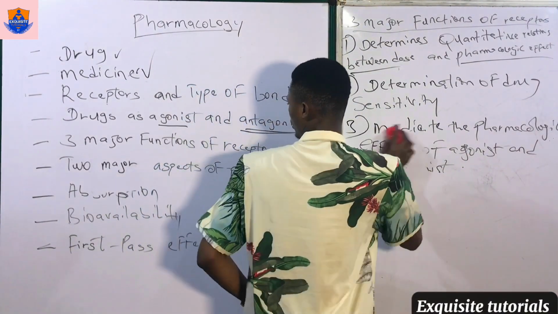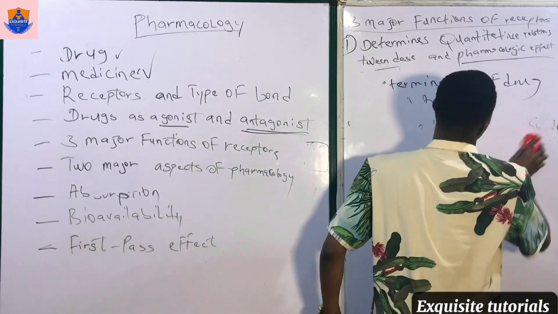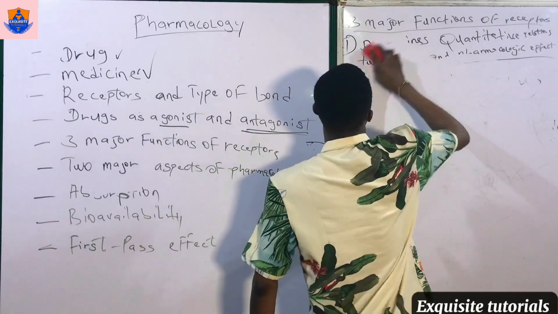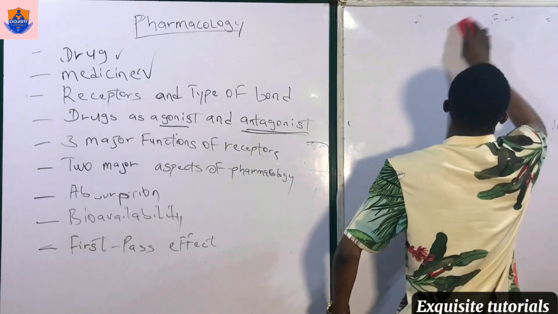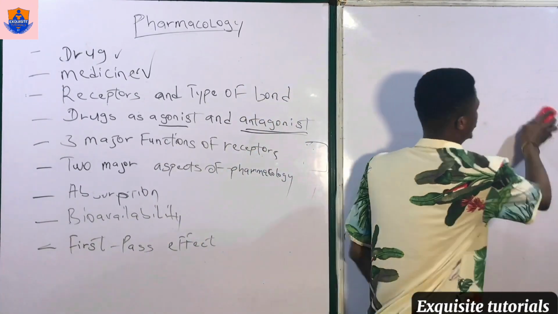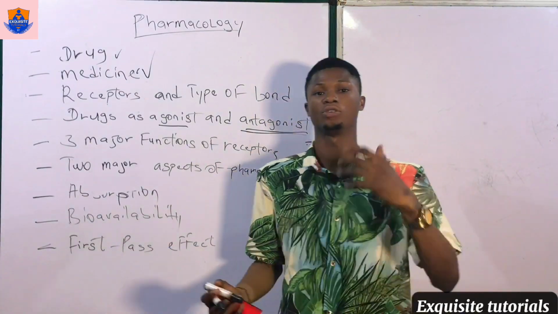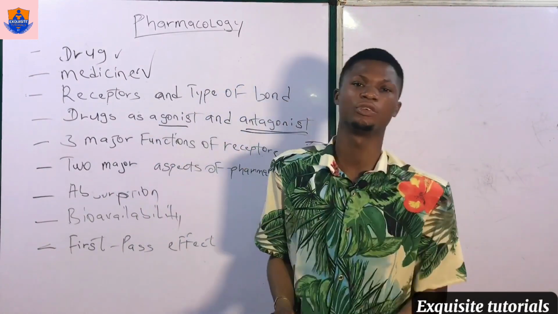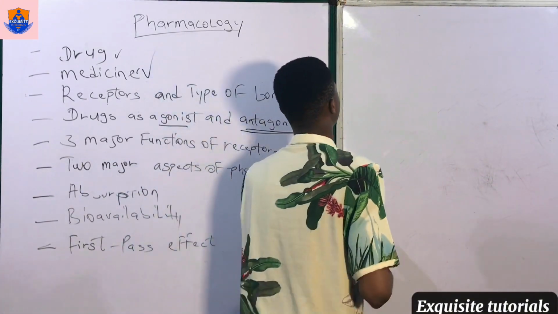Now, we are going to look into two major aspects of pharmacology. There's a story I wanted to tell to help us understand this more, but if you are still having issues with receptors, I'll do a separate video that has to do with the receptor drug mechanism. Now, the aspects of pharmacology.